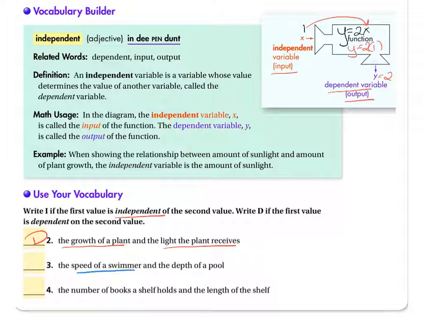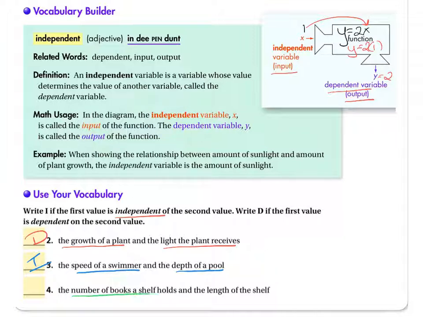Is the speed of a swimmer independent of the depth of a pool or dependent on the depth of the pool? Well, unless the pool is extremely shallow, it does not matter how deep the pool is. The speed of the swimmer should remain the same. So those are independent.